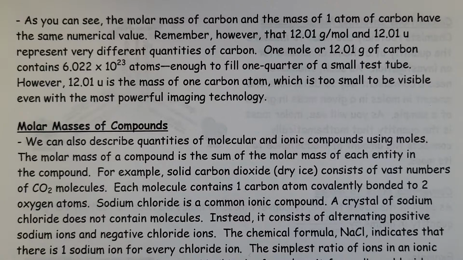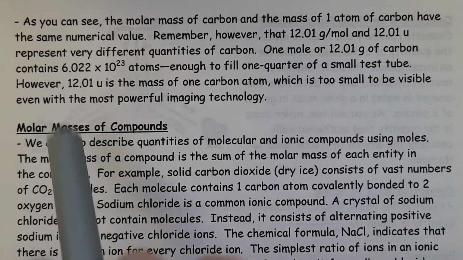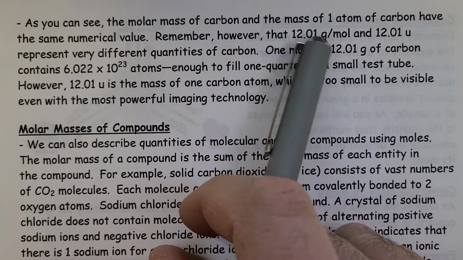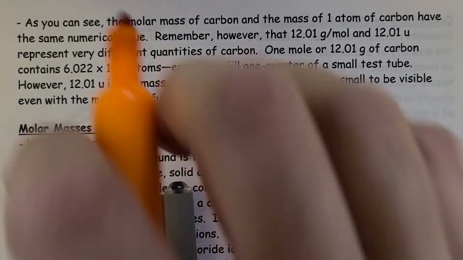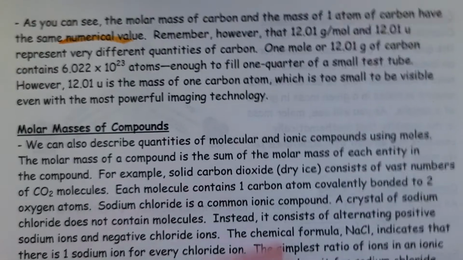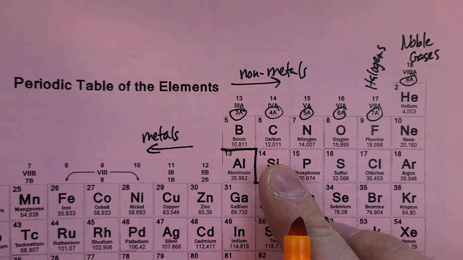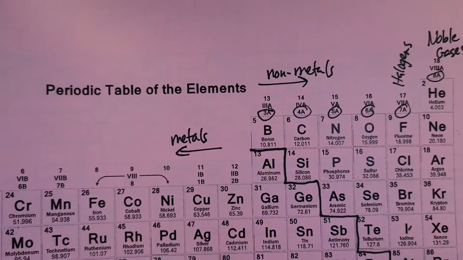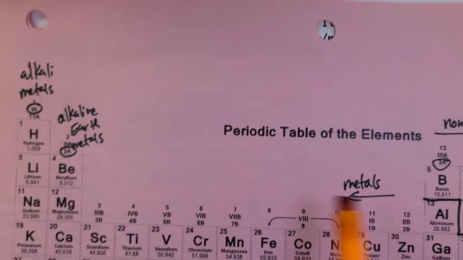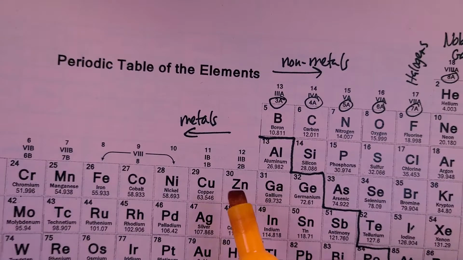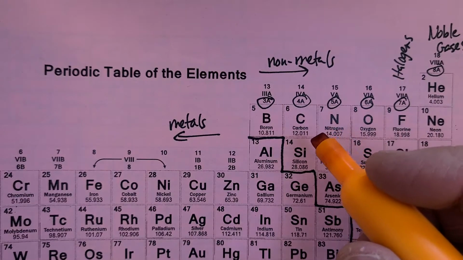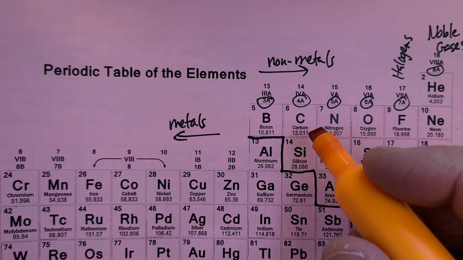So this is part 2 in the FC2.2 molar mass. As we saw, the molar mass of carbon and the mass of one atom of carbon have the same value on the periodic table. This 12 that we see on the periodic table can represent atomic mass units when relating atoms to each other, so a carbon atom is 12 times bigger than a hydrogen. But it could also represent the amount of grams in a mole of carbon atoms.